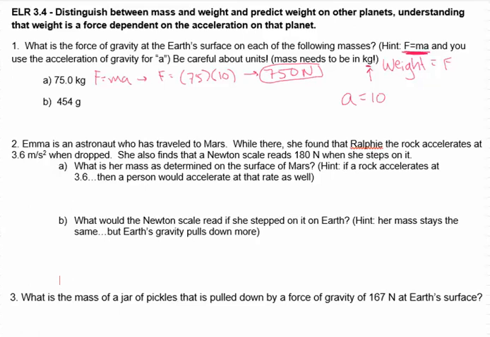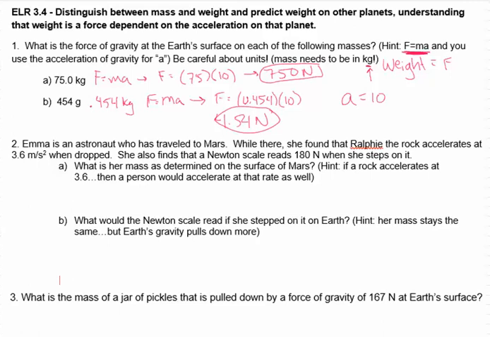For the next one, we've got 454 grams. Before we can do the math on this one, we've got to do some converting. So 454 grams, there are 1,000 grams in a kilogram, so we've got to go 3 to the left. That's going to be the same as 0.454 kilograms. Now we can do our F equals ma. And when we substitute in, we're going to get force is equal to 0.454. That's our mass. Acceleration of gravity is 10. And when we solve that, we're going to get 4.54 newtons.